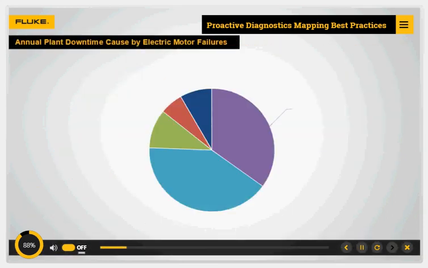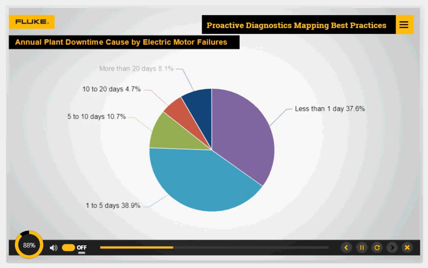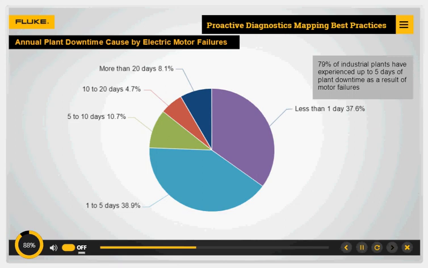The cost for lost production time caused by electric motor failures is on the rise. According to a plant services survey, 79% of industrial plants have experienced up to 5 days of plant downtime as a result of motor failures. What do you now need to do to turn around the problem?